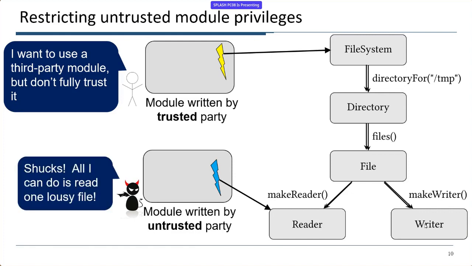So now our attacker is thwarted, right? All I can do is read one lousy file. Maybe I can discover some dangerous information there, but the bad things I can do are limited. And so this is the principle of least privilege. It's kind of built into the idea of capability systems.